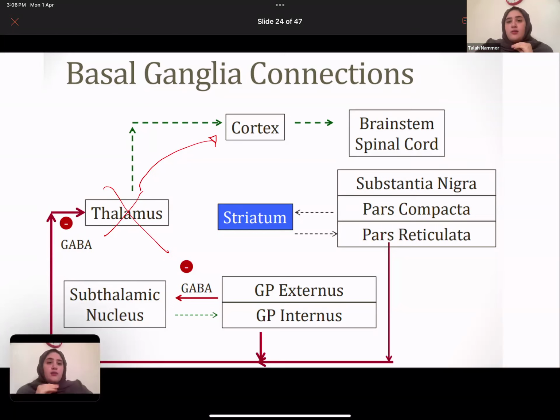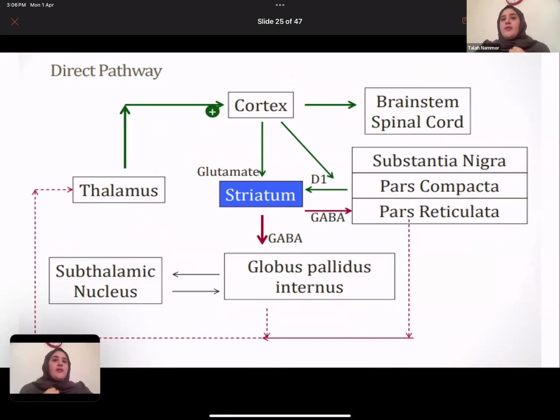Knowing that, we can start talking about the direct pathway, or the D1 pathway. Why do we want the direct pathway? We have direct and indirect pathways. The direct pathway is basically the pathway that allows movement. Say we're going to walk. When you walk, one of your legs is standing and the other is moving. So the movement of this leg is usually due to the direct pathway.